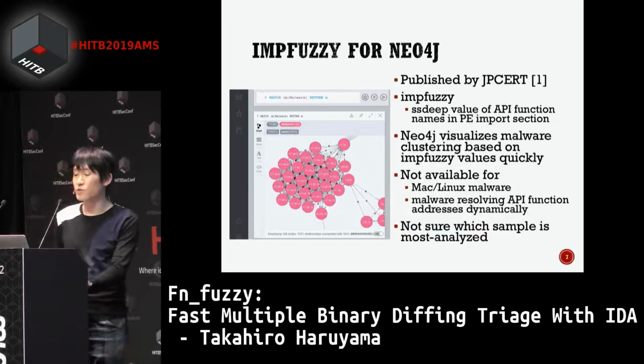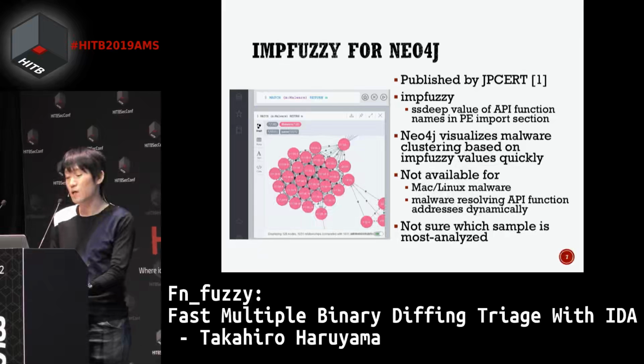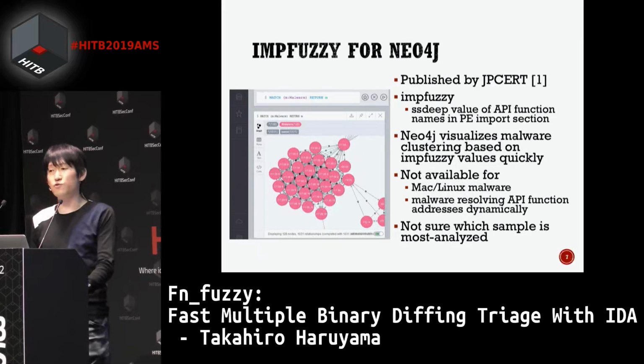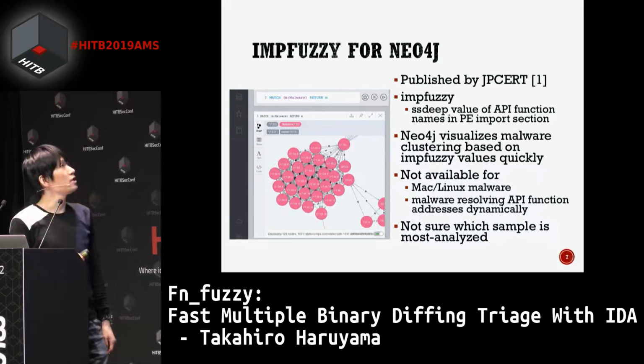InFuzzy for Neo4j is published by JPCERT. InFuzzy is the SSD value of API function names in Windows PE formatted executables. Neo4j is a graph tool. It visualizes malware clustering based on InFuzzy values like this. Each distance stands for the imported function name similarity. So if the distance is very close, we can say they are almost the same samples.